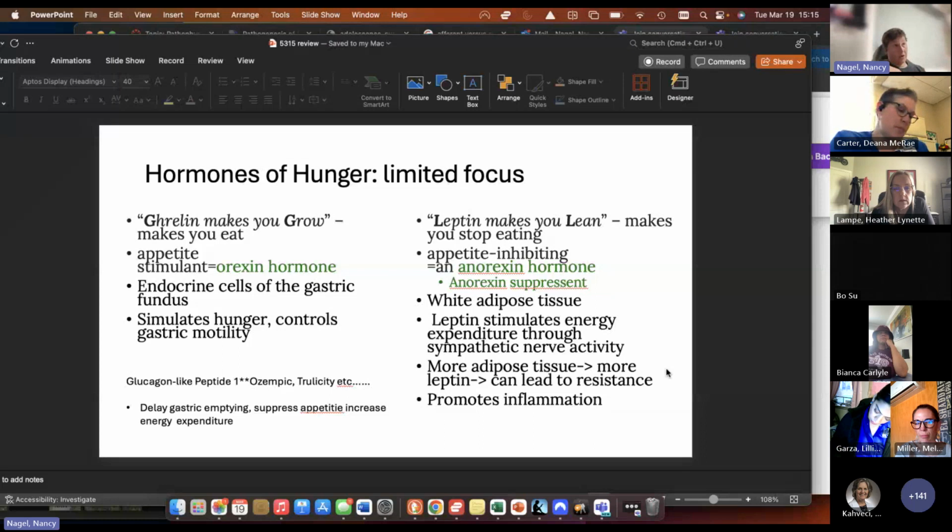And also what occurs with leptin is it actually helps tell our bodies, hey, I've got enough energy stores, we can go spend energy. We can go shopping with the energy.